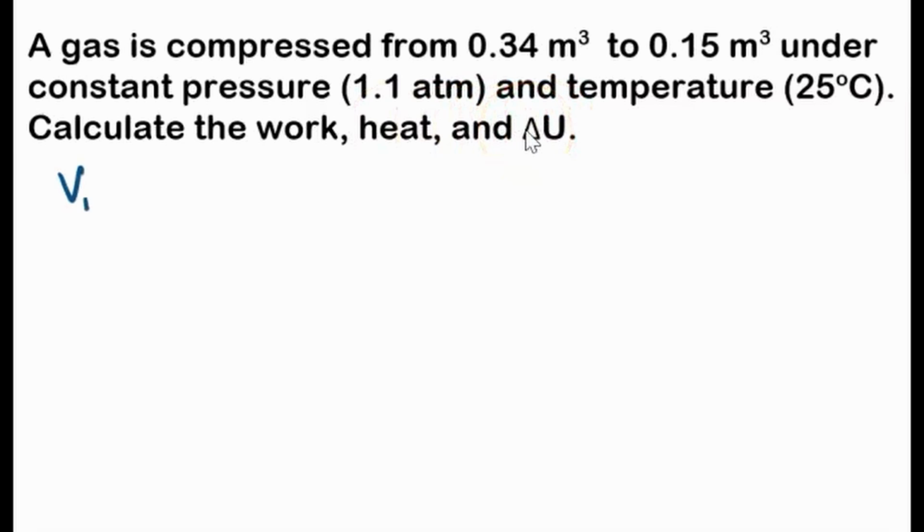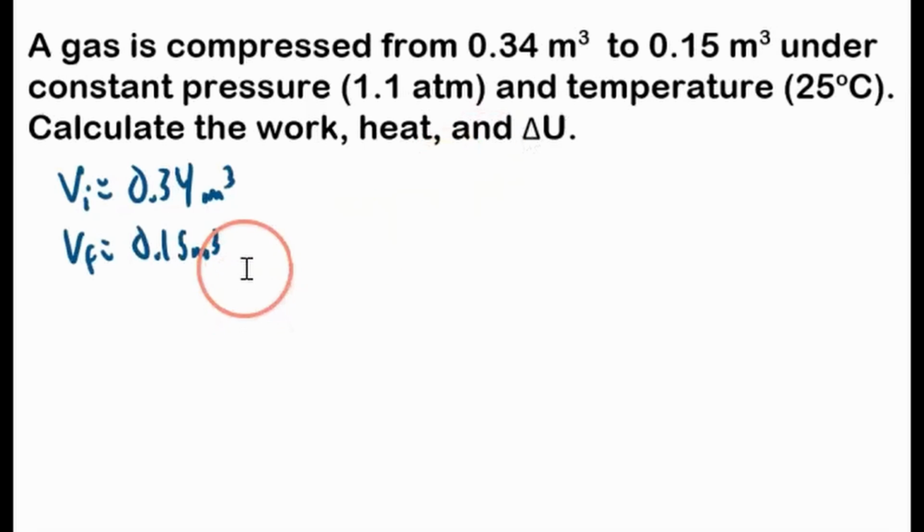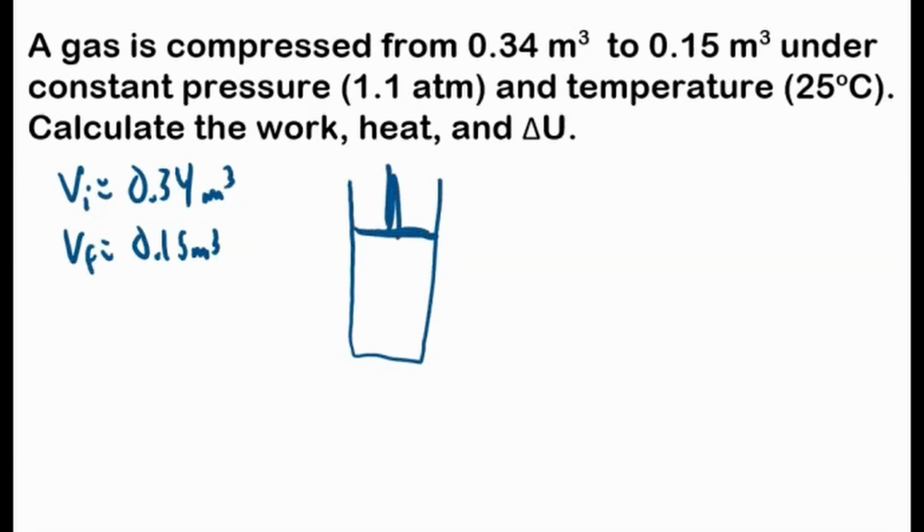So let's see what do we have here. Our initial volume is 0.34 meters cubed. Our final volume is 0.15 meters cubed. So it's being compressed because it's getting smaller. And we can kind of draw that here of what's going on. This is the gas, and this volume's going down. Oh, that's probably not the best way to write it. Maybe I'll write the arrows here to show that this is going down.